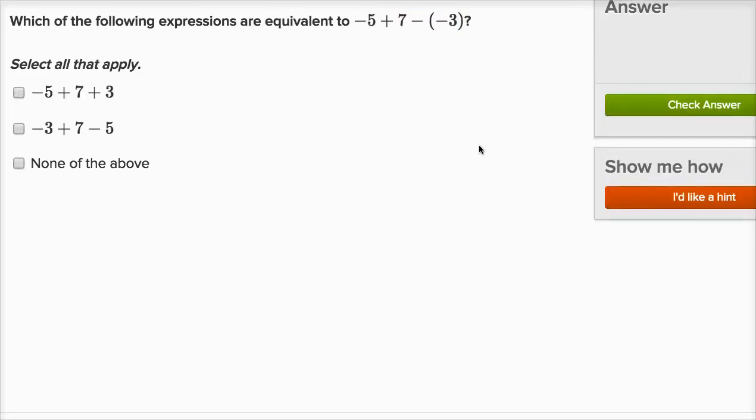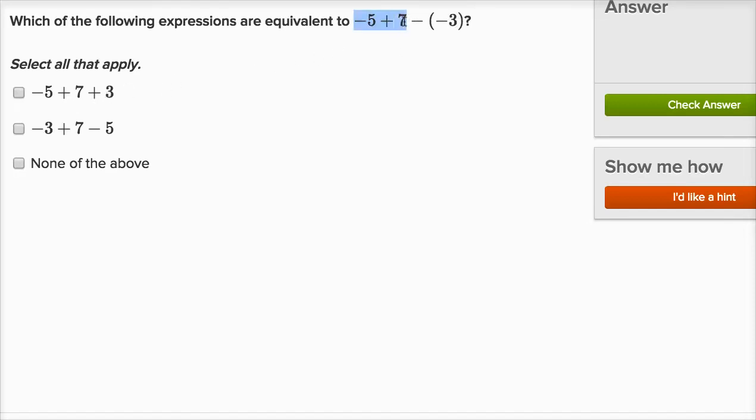Let's do a few more of these. So once again, which are equivalent? Negative 5 plus 7 minus negative 3. So here you have negative 5 plus 7 plus 3. Well, that makes sense. If you subtract a negative 3, that's the same thing as adding a 3.